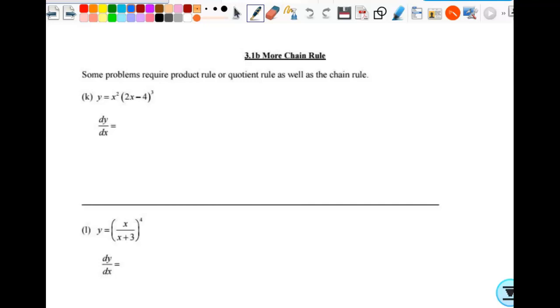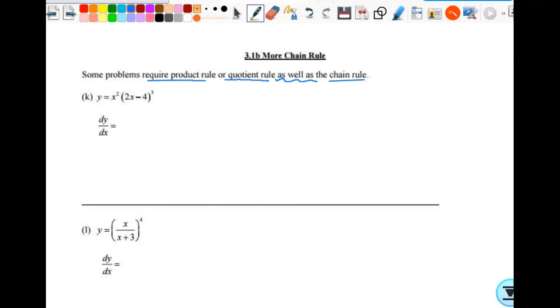More chain rule. So this starts at K because it just follows what we did on Friday where we stopped. I'm pretty sure we probably ended with J. So this says, some problems require product rule or quotient rule as well as the chain rule. All we did on Friday and all we did on our little warm-up was just purely chain rule.